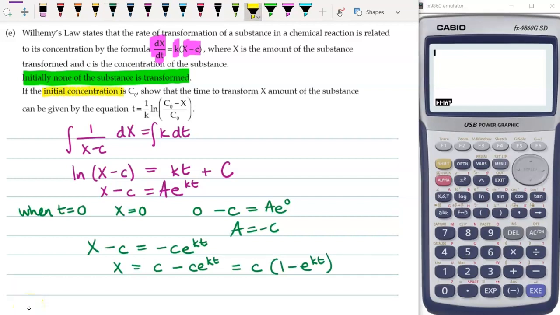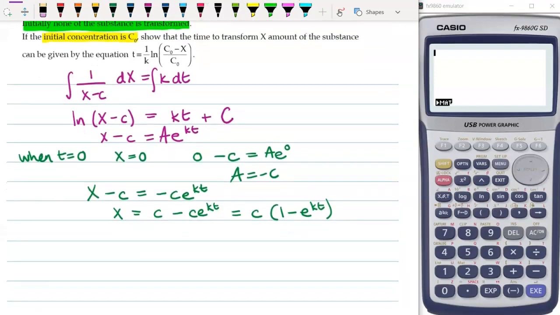Then we're told the initial concentration is C0. So C is actually being referred to as a specific instance of being C0 for the initial amount. So when t is 0, C is equal to C0. In fact, actually, it's not just when t is 0. The initial concentration for this experiment is that C is equal to C0. So x equals C0 times 1 minus e to the kt.